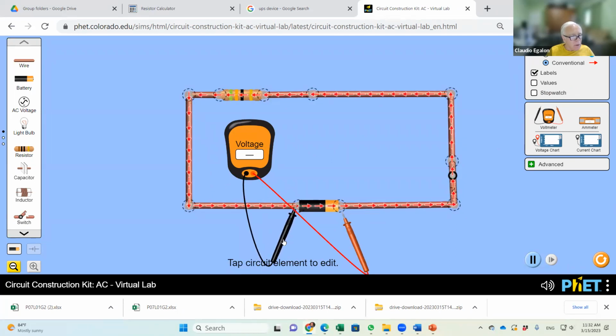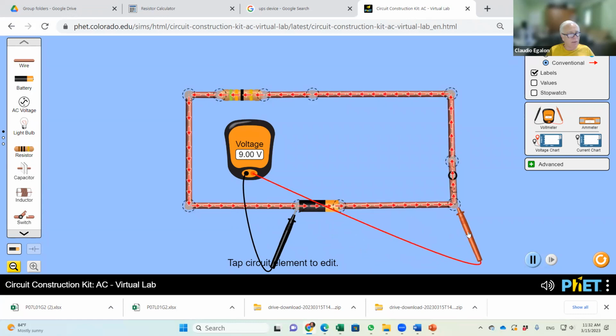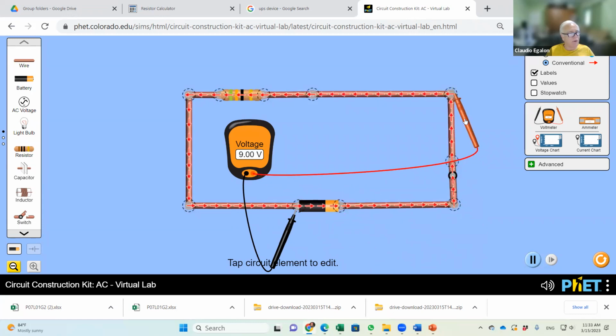Okay. Oops, it's not measuring. Why is that? Okay, good. We got it. It doesn't matter where I put this probe. I can put this probe here, or I can put it here. It's still 9 volts. Here is 9 volts. Here is 9 volts, right? Here is 9 volts. Here is still 9 volts.